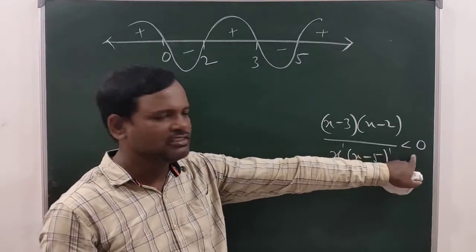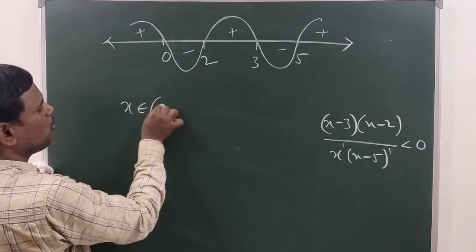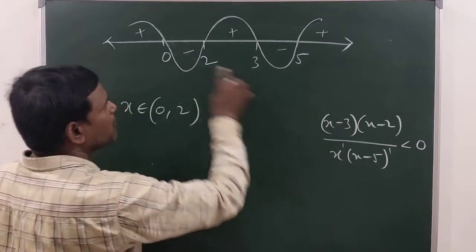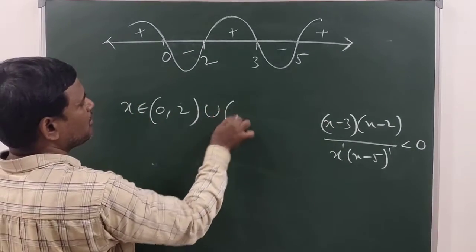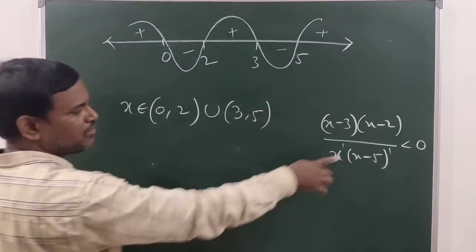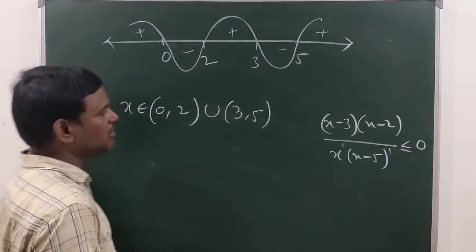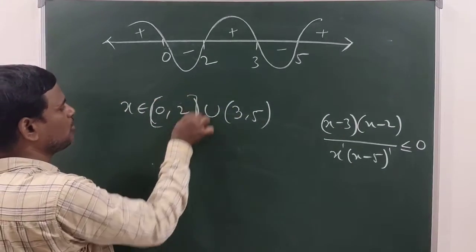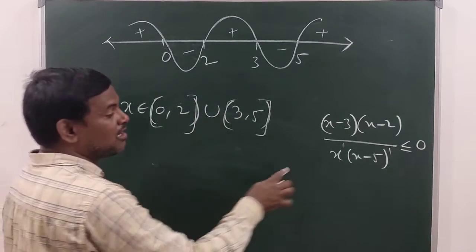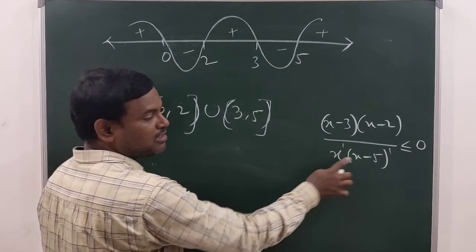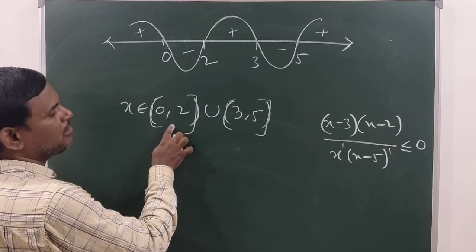Here we have less than 0. Less than 0 means where it is negative. Here x belongs to (0, 2), where that expression will be negative. If you want, take any value between these and substitute here and check. Union (3, 5). This is our required solution for this. Okay, if it has a less than or equal to symbol, you have to write closed intervals here, but after that you have to check the critical values of the denominator. Here what are the critical values of the denominator? 1 and 5, but here 1 is included.